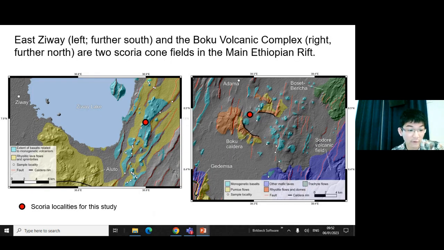So I went over there in 2019 and collected some samples. The samples are collected from East Zway, which is the left-hand side, and also from the Boku Volcanic Complex, which is the right-hand side. And these are two monogenetic cone fields.